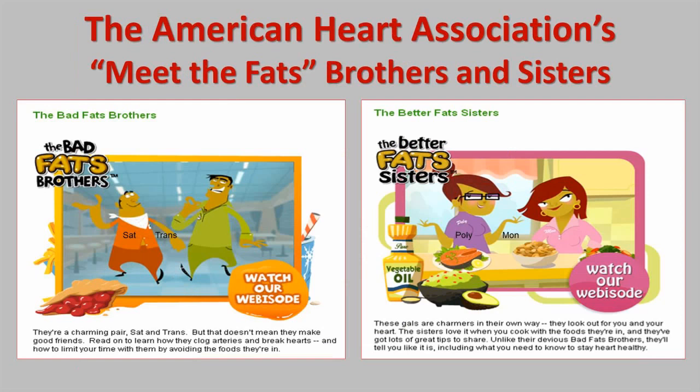The USDA Dietary Guidelines and the American Heart Association group trans fats and saturated fats together and demonize them both as solid fats. The Heart Association's website has a Meet the Fats link, where the bad fats are brothers Sat and Trans, saturated and trans fats. The better fats are sisters Poly and Mon, polyunsaturated and monounsaturated fat.